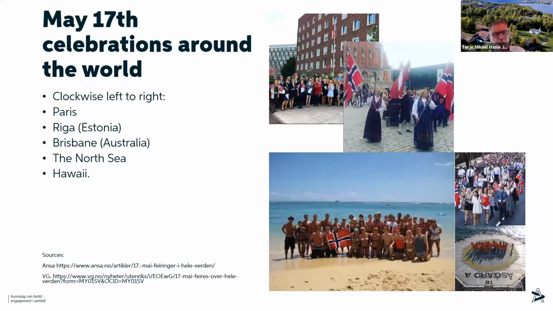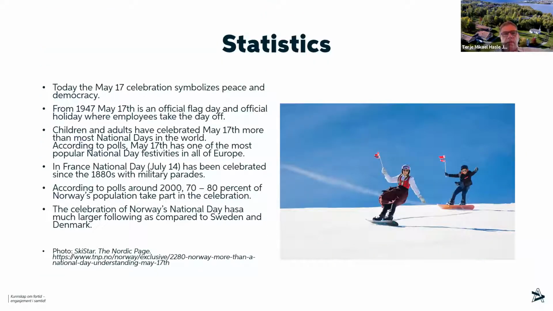The Association of Norwegian Students Abroad celebrates Syttende Mai all over the world where there are students. So you see celebrations here clockwise from left to right, from Paris, Estonia, Australia, the North Sea, and Hawaii. The 17th of May symbolizes peace and democracy today. It's also a way of unifying different immigrant cultures to Norway under a common Norwegian flag.